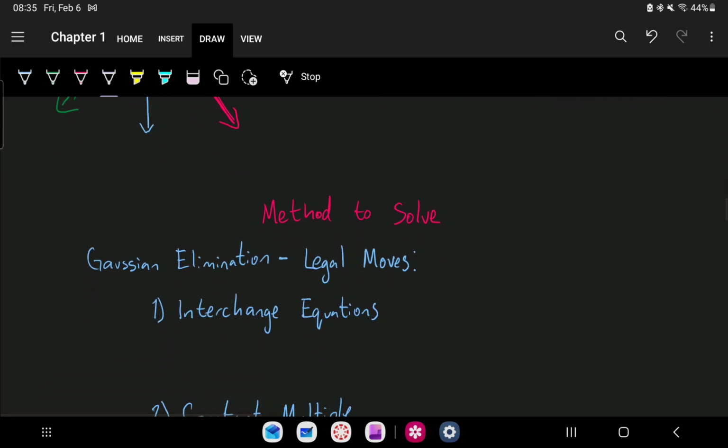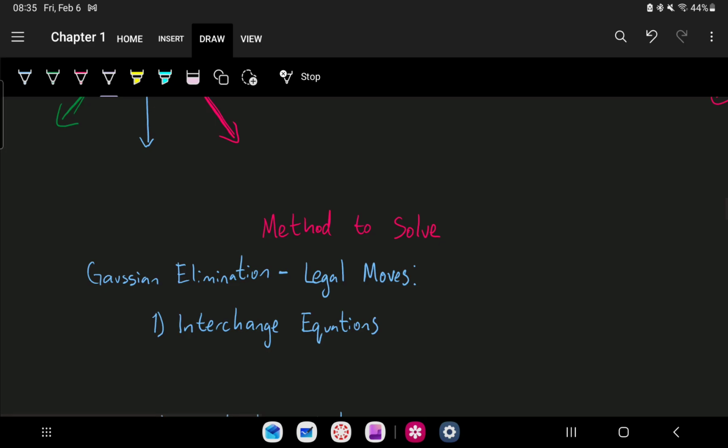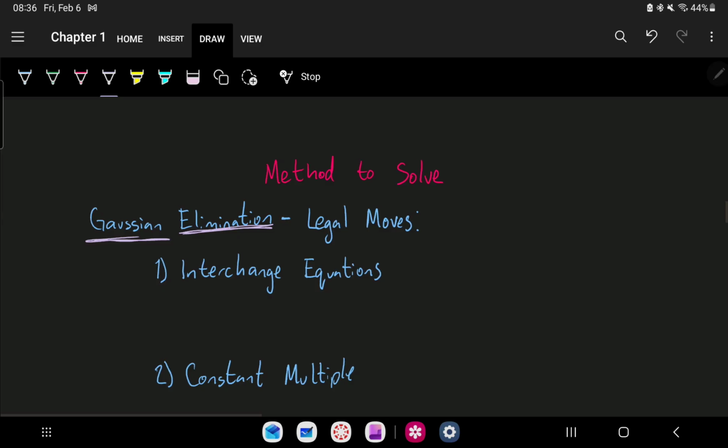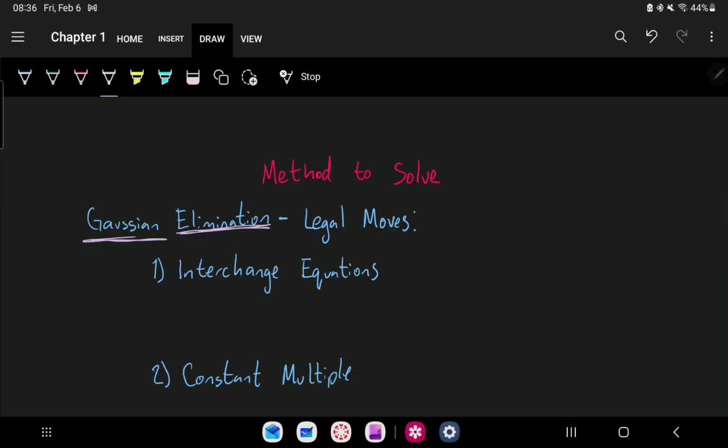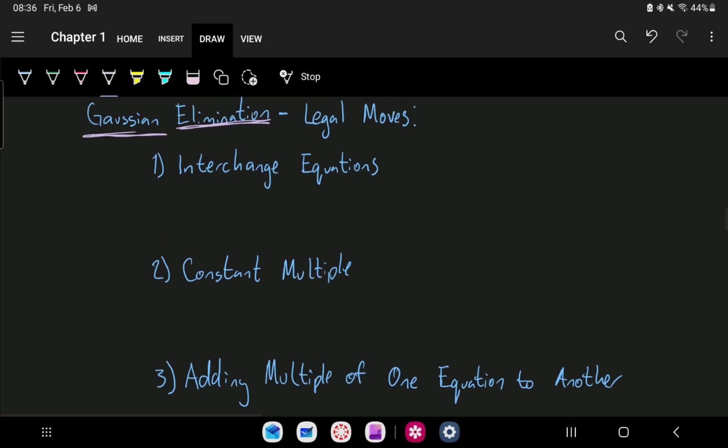Okay, so now that all that's behind us, we need to know, how do we get these solutions? We are basically going to be using a method called Gaussian Elimination, after some guy named Gauss who invented it. Thank you kindly. And this is going to have 3 sort of legal moves, right? We're going to go through these one by one. They're pretty straightforward. The last one did kind of trip me up at first, so I might spend a little bit of time talking about that.